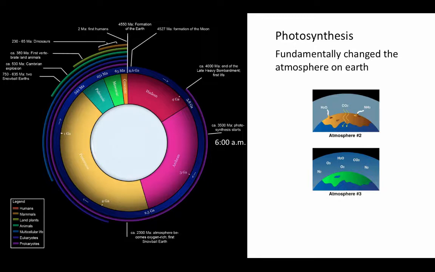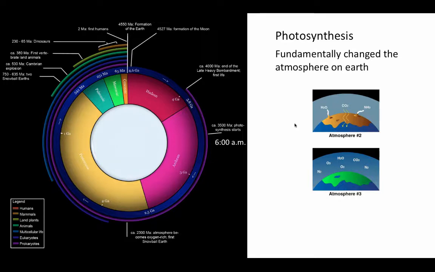And the next major event in the history of life is that among these prokaryotes, among these bacteria, we have groups beginning to do this process called photosynthesis. So this happened in our 24-hour clock a little bit before 6 a.m. And what happens with photosynthesis is the production of oxygen and the taking up of carbon dioxide.